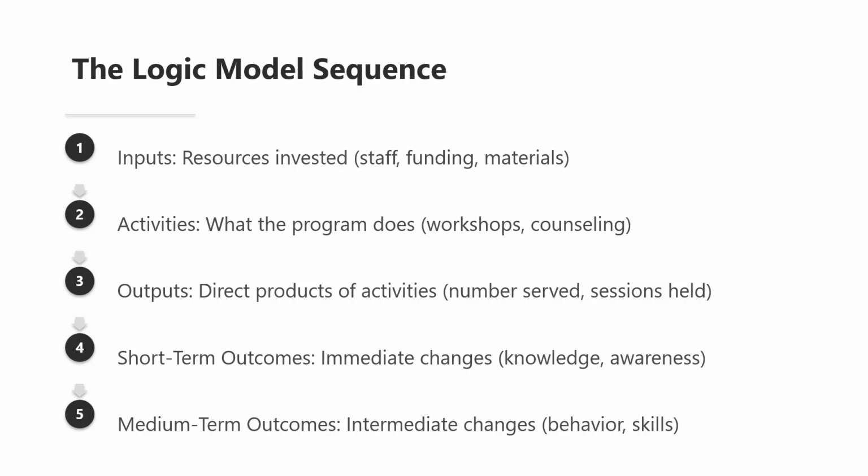Now we move to the outcomes side, which is where evaluation gets really interesting. Short-term outcomes are the immediate changes you expect to see, typically changes in knowledge, awareness, or attitudes. Medium-term outcomes are intermediate changes, usually in behavior, skills, or decision-making. Long-term outcomes, sometimes called impact, represent the ultimate changes in health status, quality of life, morbidity, or mortality. These long-term outcomes may take years to materialize, which is why most program evaluations focus on short-term and medium-term outcomes.